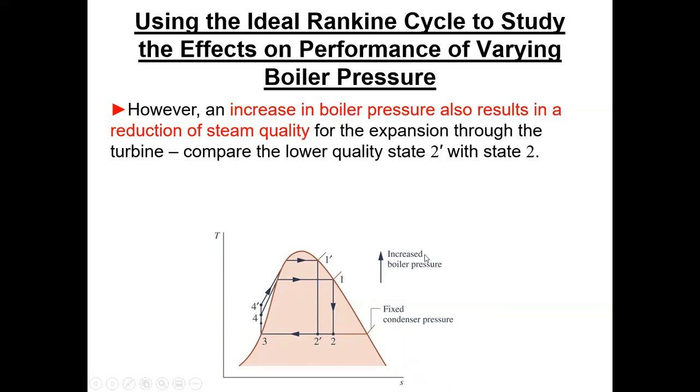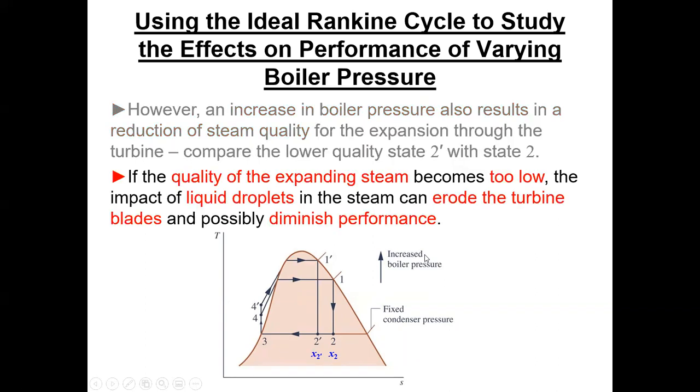Okay, and this is where he's making the turbine issues. However, the increase in boiler pressure also results in a reduction in steam quality for the expansion through the turbine. Compare the lower quality state 2 prime with state 2. And that's what he's going to do. We're going to slide down there. So there you go. We got the quality at 2 prime being less, so we have more moisture.